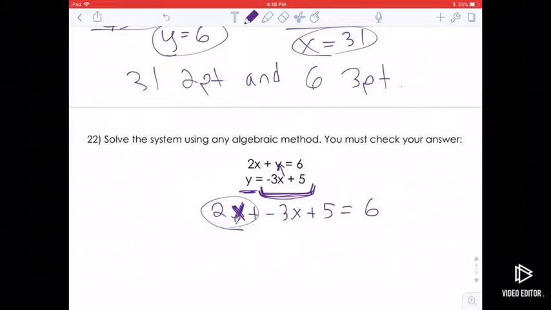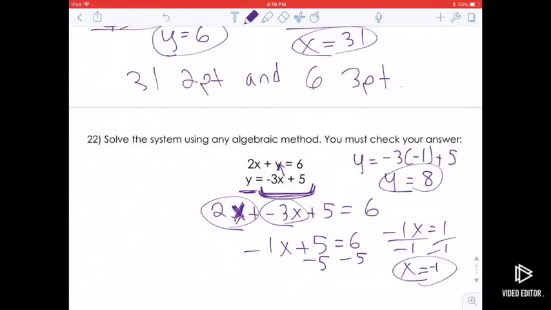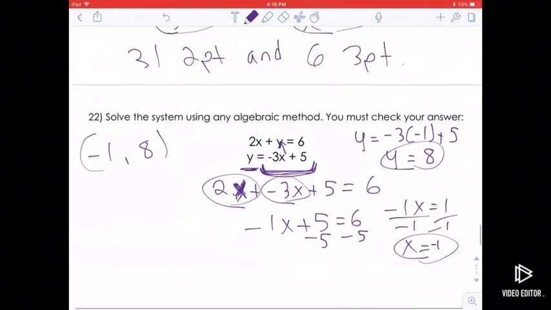Now I combine like terms. 2x, negative 3x is negative 1x, plus 5 equals 6. Subtract 5. Negative 1x equals 1. Divide by negative 1. X equals negative 1. I am not done. I have to plug negative 1 back into one of the originals. I'm going to plug it into the bottom one here. Negative 3 times negative 1 plus 5. Y equals 8. My solution is negative 1, 8. And make sure you check your answer by plugging negative 1, 8 into both answer choices.